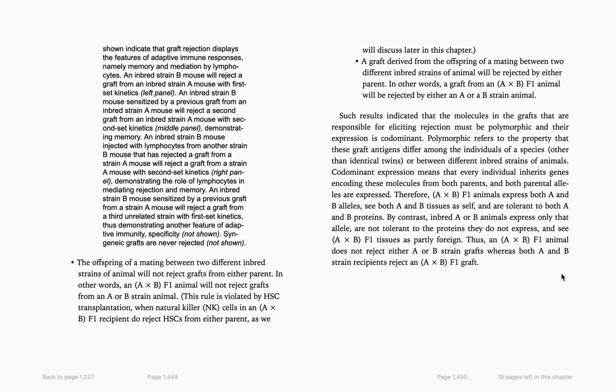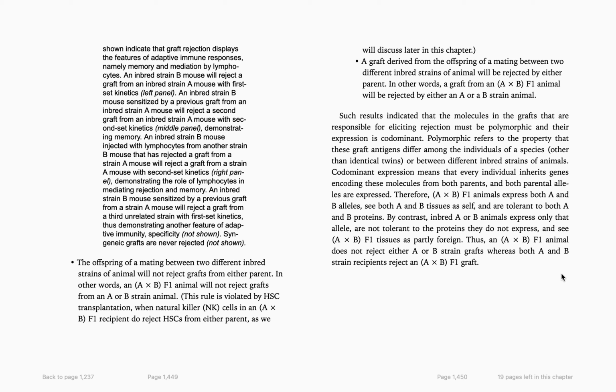The offspring of a mating between two different inbred strains of animal will not reject grafts from either parent. In other words, an A times B first filial generation animal will not reject a graft from an A or B strain animal. This rule is violated by hematopoietic stem cell transplantation, where natural killer cells in an A times B first filial generation recipient reject the HSCs from either parent, as we will discuss later in this chapter.